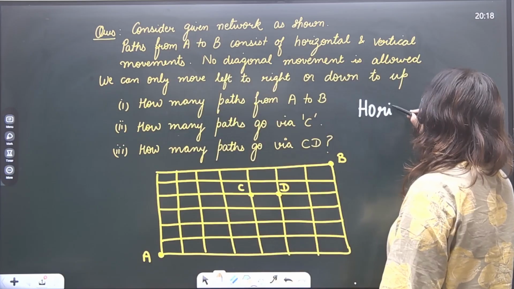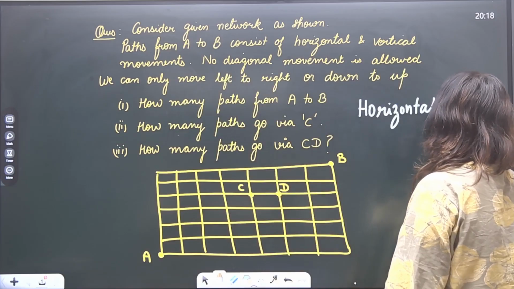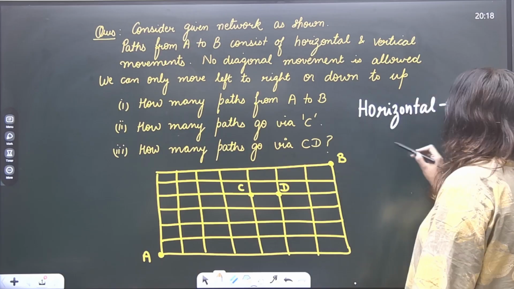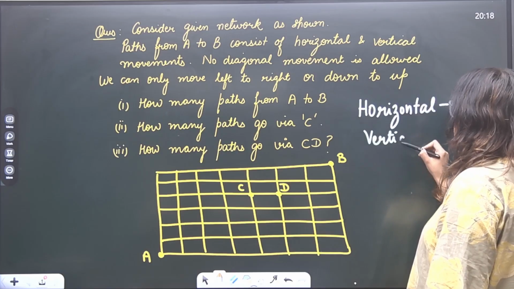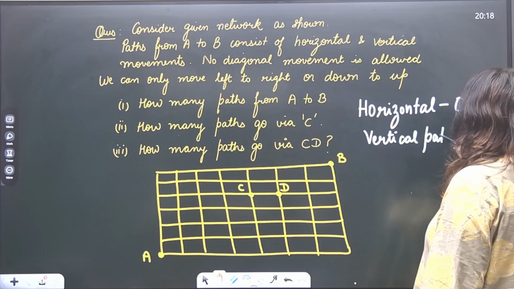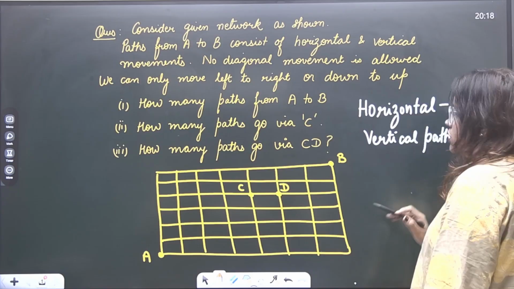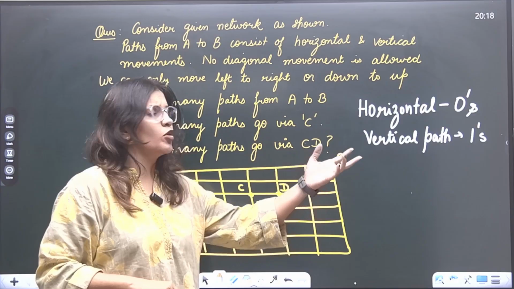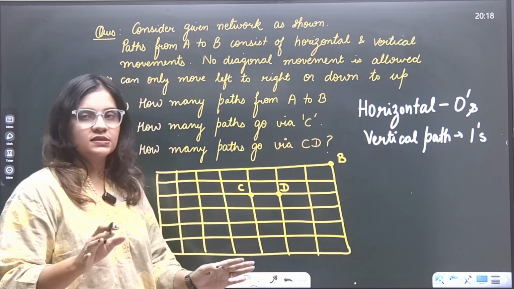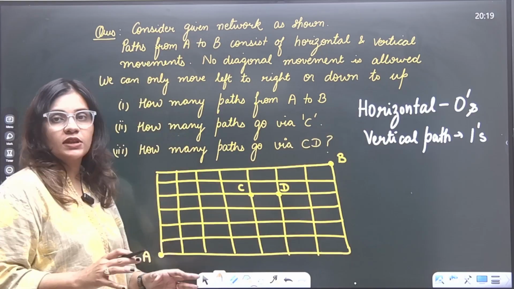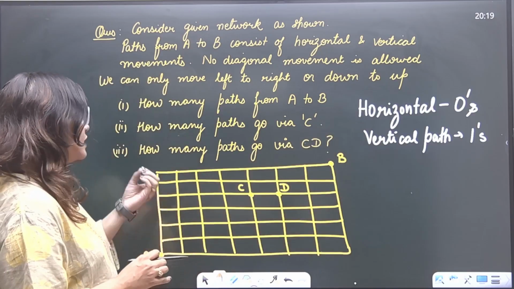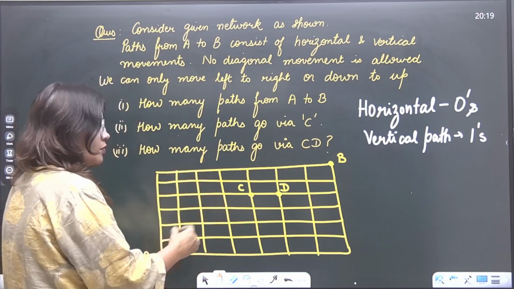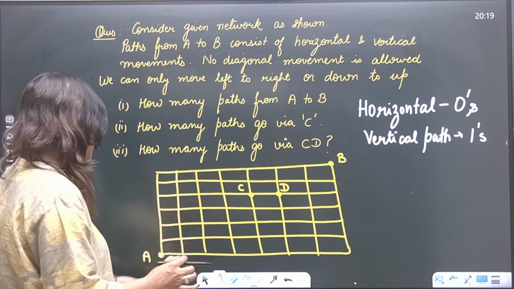So take the horizontal paths, okay, consider the horizontal path as zeros and the vertical path as 1. All the vertical paths as 1 and horizontal path as 0. You can interchange them also. Horizontal as 1, vertical as 0, doesn't matter. So now calculate how many total. I'm just making a random path from A to B. Out of a lot of paths, I'm just giving you a sample path.